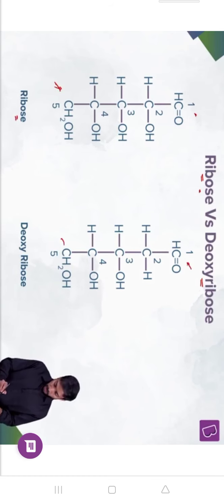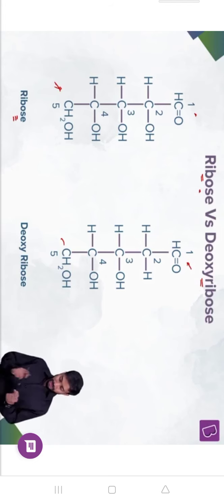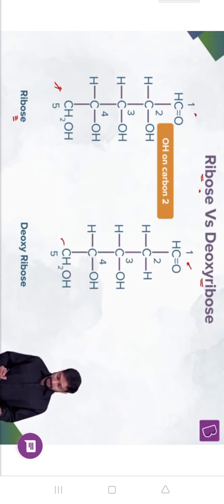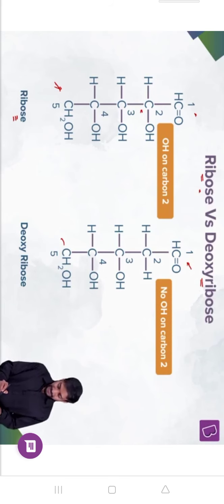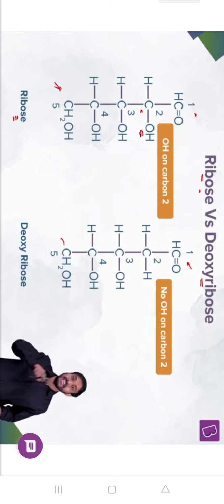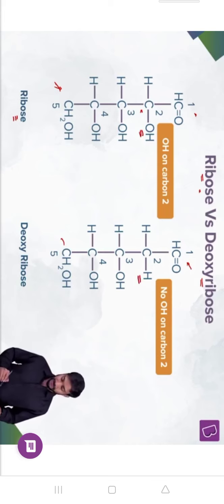See, in ribose, try to figure out the difference. Where is the difference? It's in the second carbon atom. See, the second carbon here, they have an OH group in ribose. But in deoxy, oxygen is not there. So here, see, no OH group. Basically, I can say oxygen is not there. That's the reason it's deoxy.